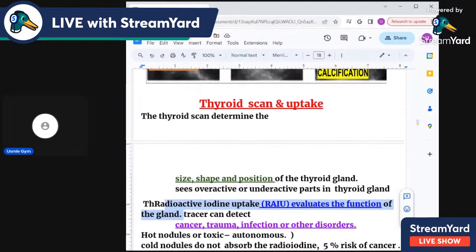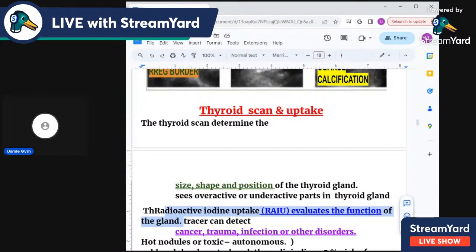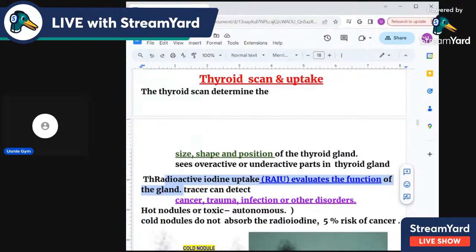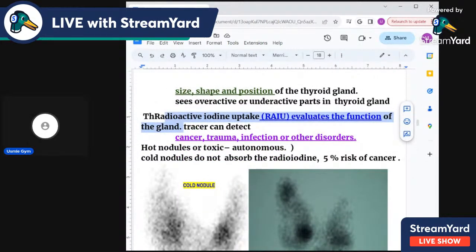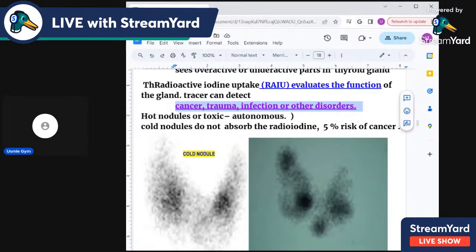A scan tells you the anatomy, the size, shape, position, and the activity of the gland also. The radioactive iodine tracer detects the cancers. What does it do? Cancer, trauma, infection, and other disorders. And what's the difference between a hot nodule and a cold nodule? Hot nodules or toxic nodules are autonomous, and they take more tracers, whereas cold nodules do not absorb the radioactive iodine, and 5% of them have cancer.